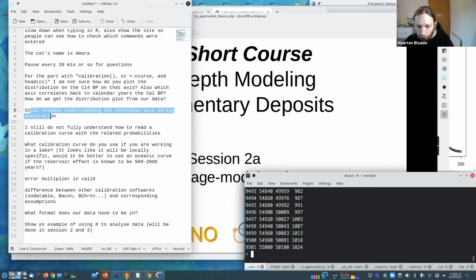So one thing you can do to look at just a part of the data is to use the function head, which just shows you the first 5 rows of the calibration curve. Now we see again that these are 3 columns. The first column is years cal BP, so these are the known calendar years. The second column is the radiocarbon year of the IntCal curve belonging to that calendar year. And then the final column is the uncertainty of that radiocarbon year for that calendar year.